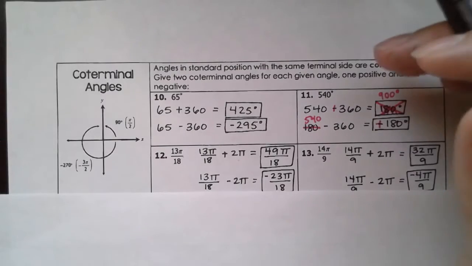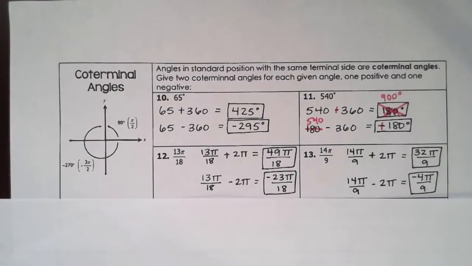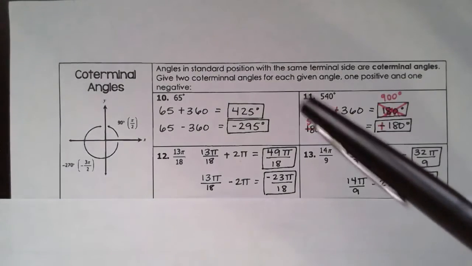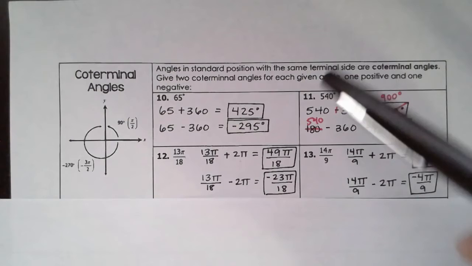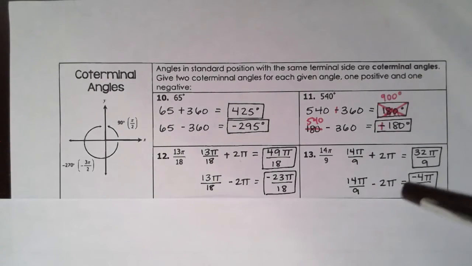That's an important thing to know, but for our sake, if you're just being asked to find coterminal angles, you would just do the given angle plus and minus 360, and then those are your 2 coterminal angles.